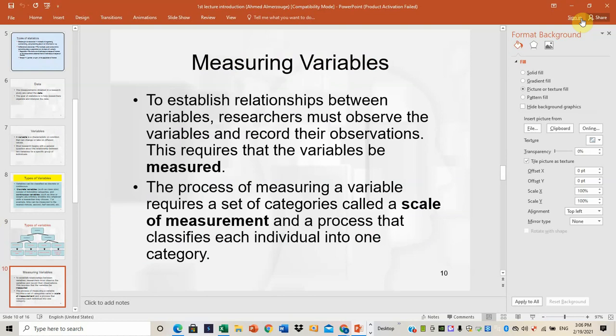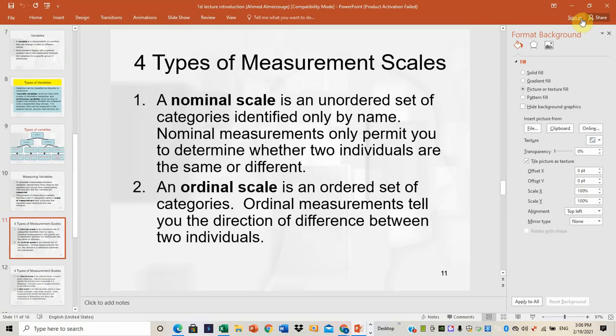To establish a relationship between variables, the researcher must observe the variables and record their observations. This requires that the variables be measured. The process of measuring a variable requires a set of categories called scale of measurement, and a process that classifies each individual into one category.